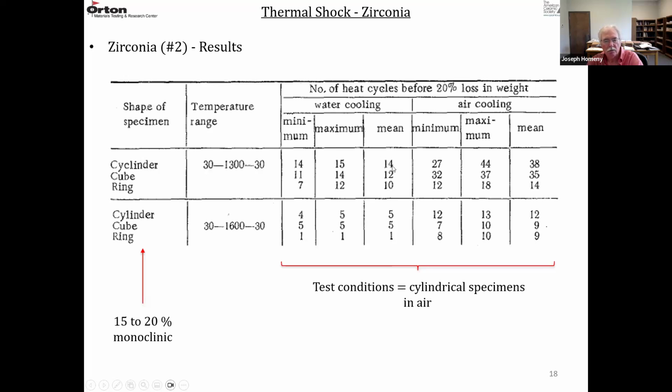Water cooling is pretty severe, going from cylinder to cube to ring: 14, 12, and 10. And then the higher temperature from cylinder to cube to ring is 5, 5, and 1.